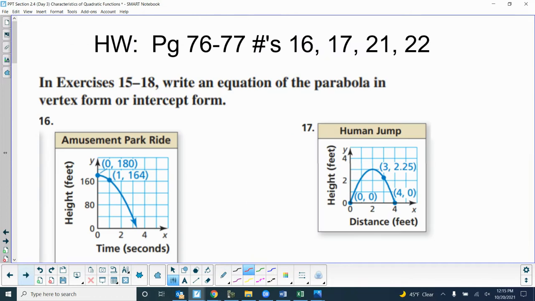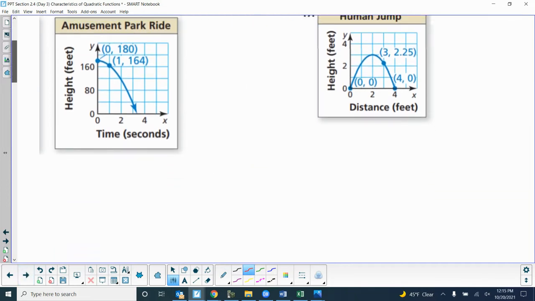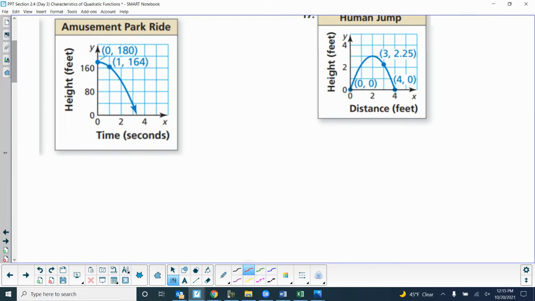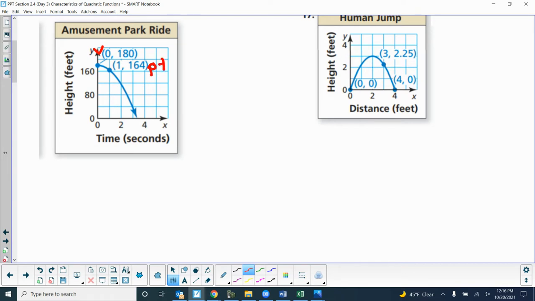All right, some people were saying they were having trouble with 16. Okay, so weren't sure which one to use. Well, what do you think that point is there, that 0, 180? That's the vertex, yeah. So they gave us a vertex and a point. So we would use vertex point. All right? This one. Okay? Remember, the vertex point that they give you is the H and the K, and then the regular point they give you is the X and the Y.